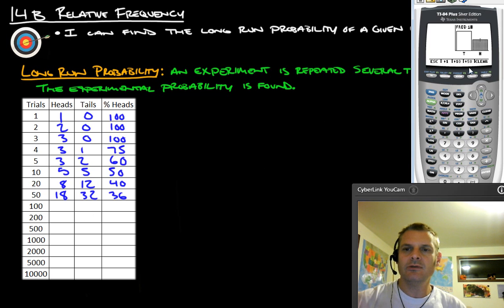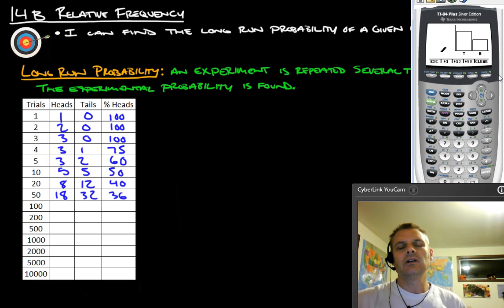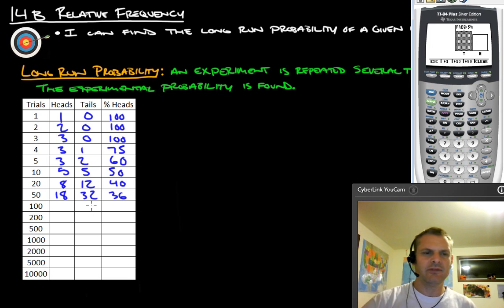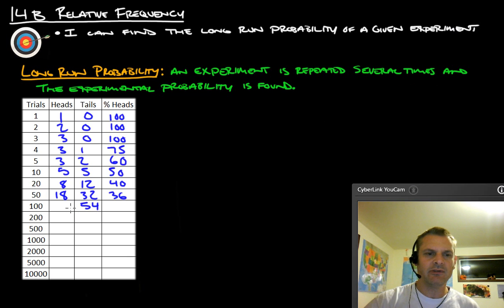And now we can actually do a plus 50 to get up to 100. So it'll just kind of add them up until we get to where we need to be. So you can kind of see heads is trying to catch up here, but it just isn't. Let's see, we got 54. At least it's a little closer. So we're 54 and 46. So now we're back up to 46%.